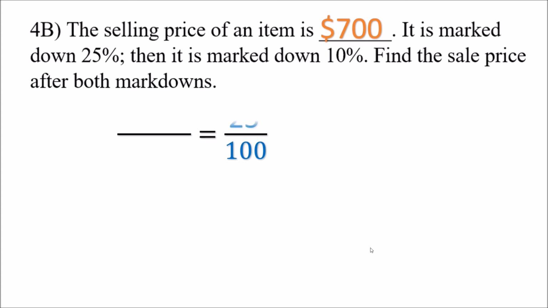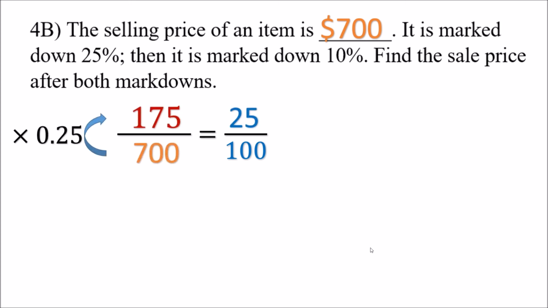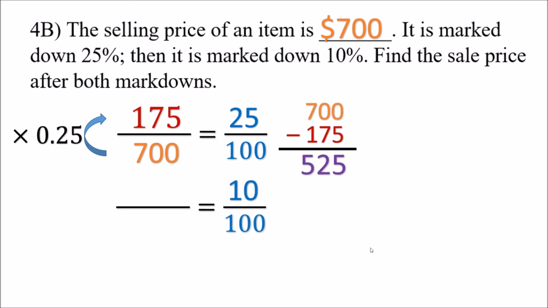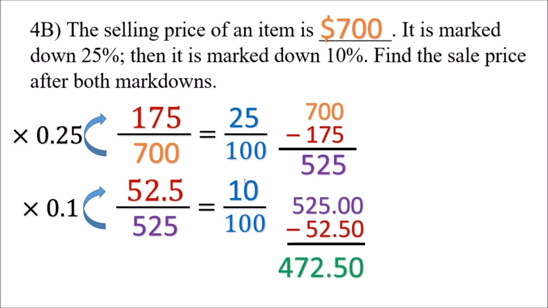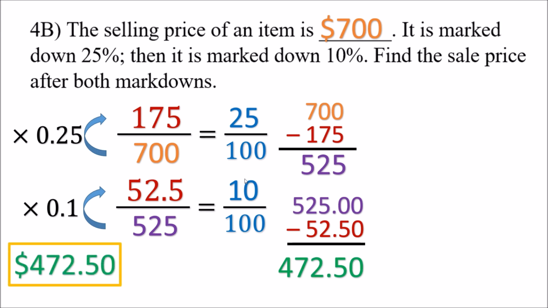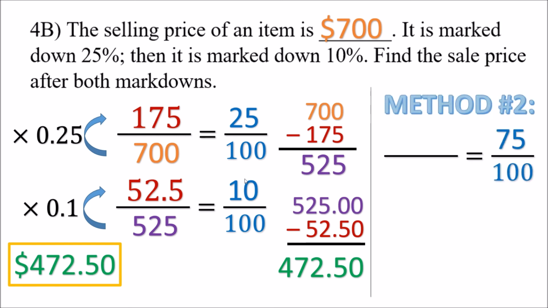So using method 1, you're going to find 25% of 700, which is $175. You're going to have to subtract to find the new sales price. So that's $525. That goes down here. Then we're finding our second markdown. 10% of $525 is $52.50. That's how much you're going to save. So you need to do $525 minus $52.50. And the final answer is $472.50. If you did method 2, this is the way your math should be.